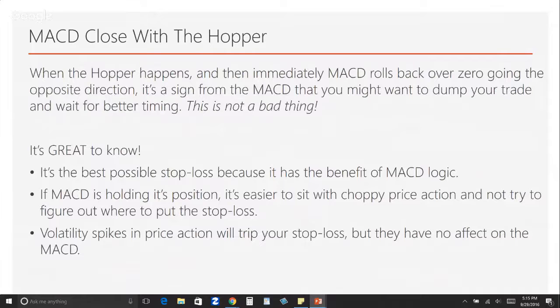All right, so when the hopper happens, and then immediately the MACD rolls back over zero, going the opposite direction, it's a sign from God. No, just kidding. It's a sign from the MACD that you might want to dump your trade and wait for better timing. And that's not a bad thing. It's a great thing to know, actually. It's the best possible stop loss because it has the benefit of MACD logic.